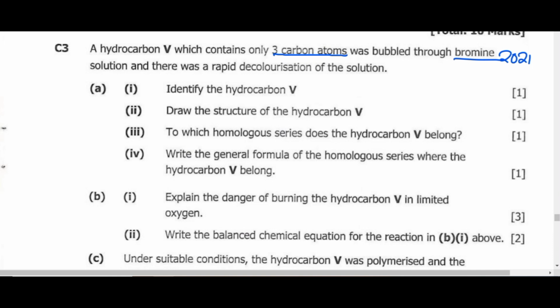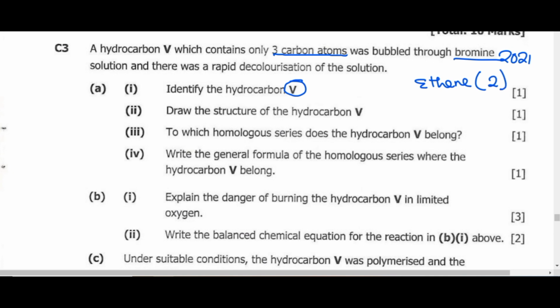So what is it that has 3 carbons? Was bubbled through bromine solution, and there was a rapid decolorization of the solution. So identify the hydrocarbon V. So we have to identify this hydrocarbon. Okay, so it has 3. Now let us look at which one has 3. You'd find that ethene has how many carbon? It has 2 carbon.